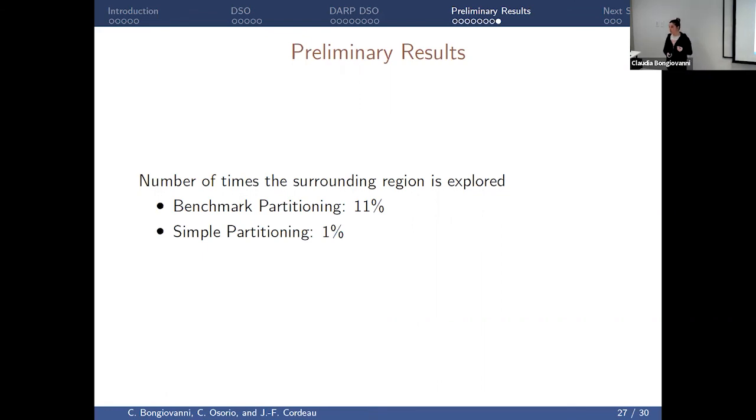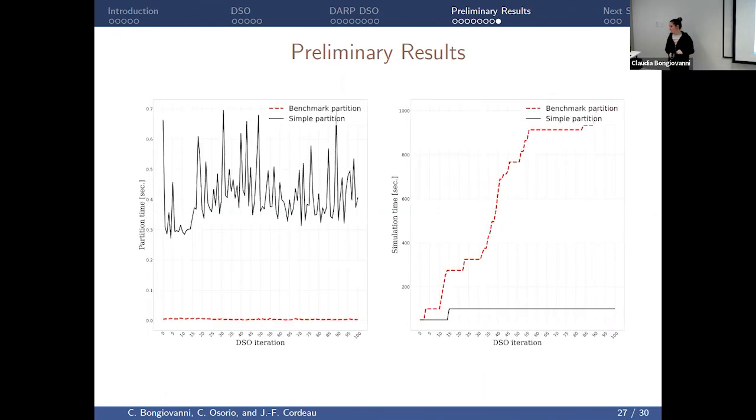So this is good, because again, what we would like to do is to focus attention on the partitions, not on the surrounding area. If we only backtrack 1% of the time, we are focusing attention on the right partitions. Here, on the left side, we have the partition time. Sorry, the scales of the y-axis between the two figures are not the same.